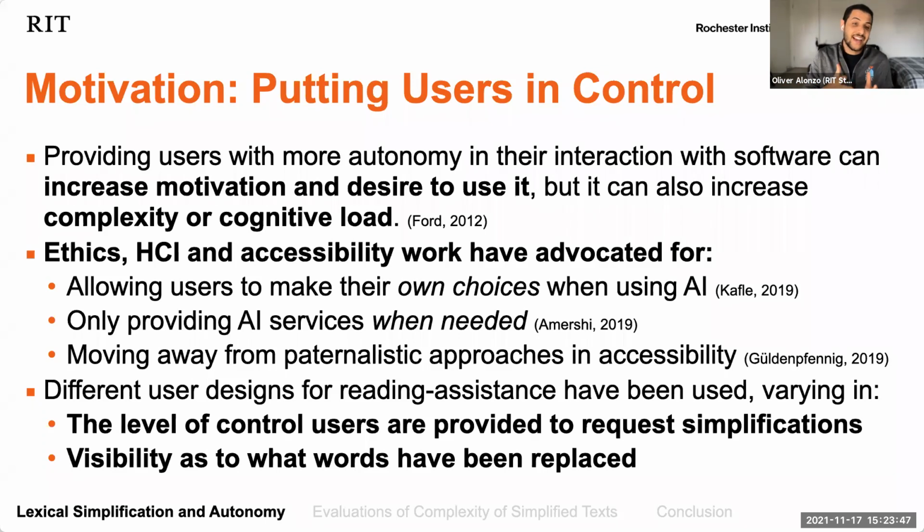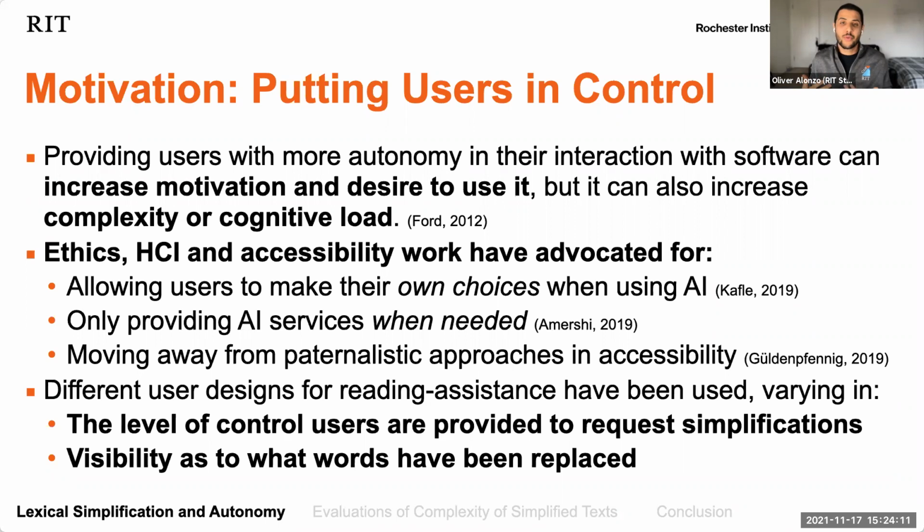But ethics, HCI, and accessibility work have advocated for allowing users to make their own choices when using artificial intelligence, only providing artificial intelligence services when needed, and moving away from paternalistic approaches in accessibility where services are applied automatically without any agency from the user. And so this sort of motivates this exploration of providing users with autonomy within these tools.